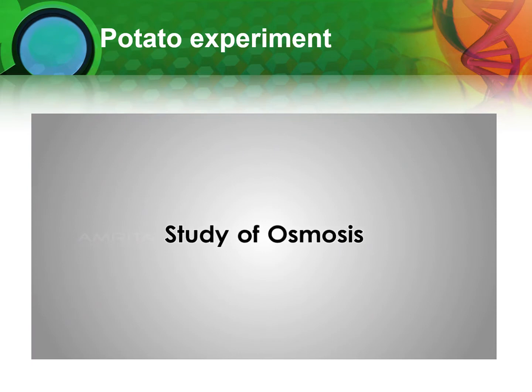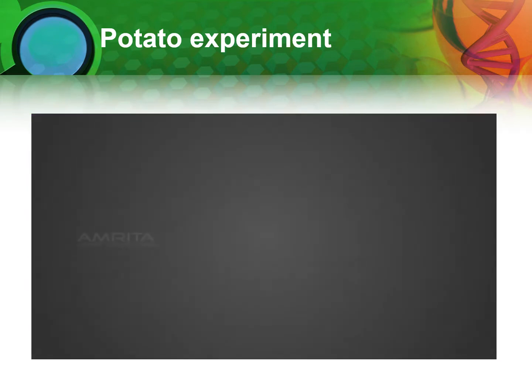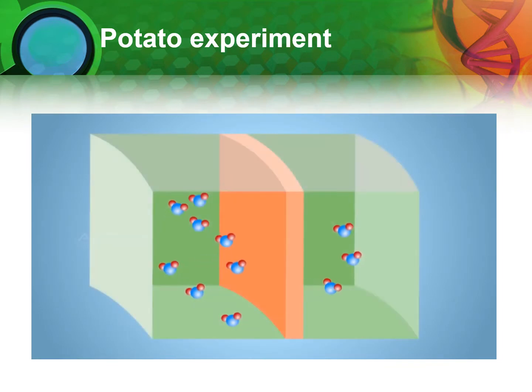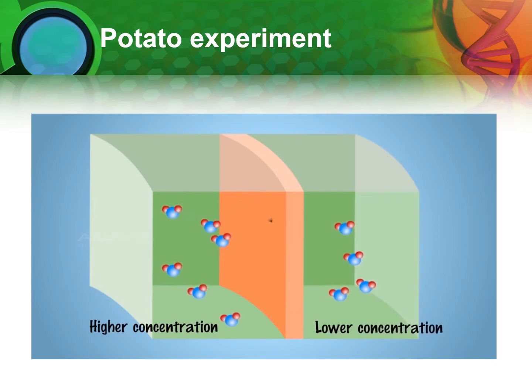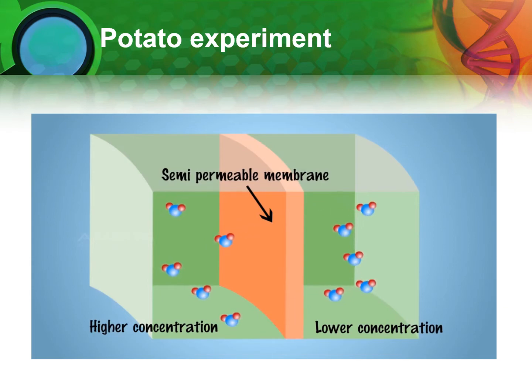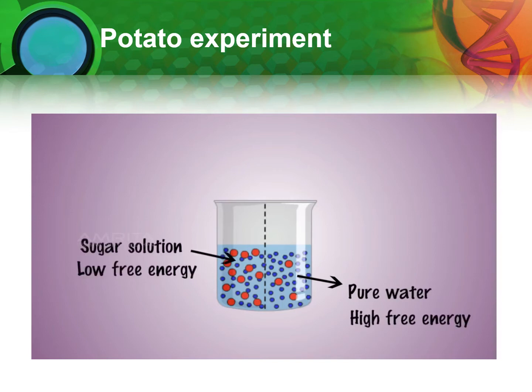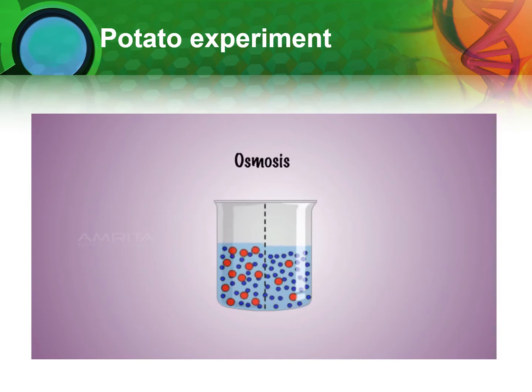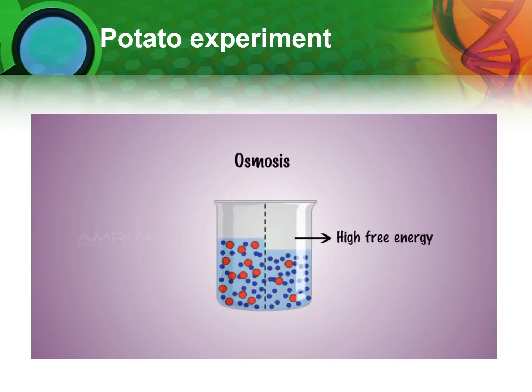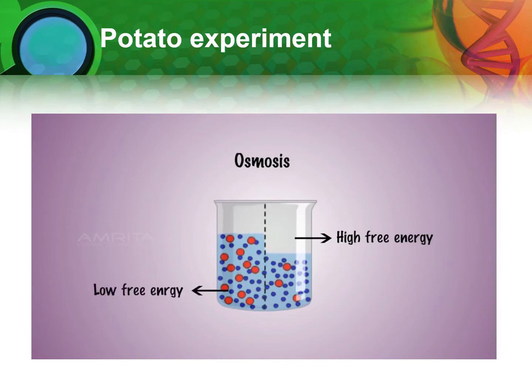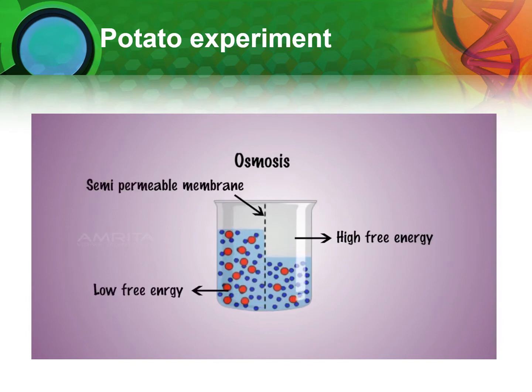Study of osmosis. Osmosis is the process by which fluids move from a region of higher concentration to a region of lower concentration through a semi-permeable membrane. Osmosis occurs due to the free energy of the solvent molecule in two regions. The free energy of the solvent or pure water is greater as compared to that present in the solution. So when osmosis occurs, the solvent moves from a region of its high free energy to a region of its low free energy through a semi-permeable membrane.